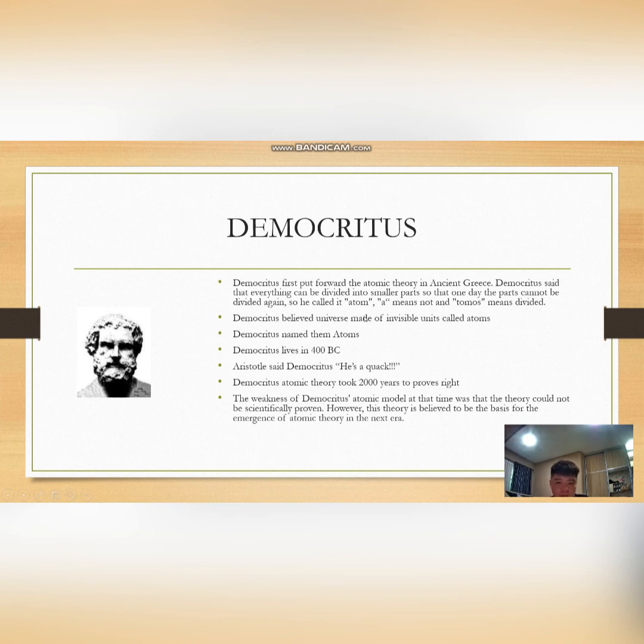Democritus believed the universe is made of invisible units called atoms. Democritus named the atoms. He lived in the 400s BC. Aristotle said Democritus was a quack. Democritus' atomic theory took 2000 years to be proven right. The weakness of Democritus' atomic model at that time was that the theory could not be scientifically proven. However, this theory is believed to be the basis for the emergence of atomic theory in the next era.